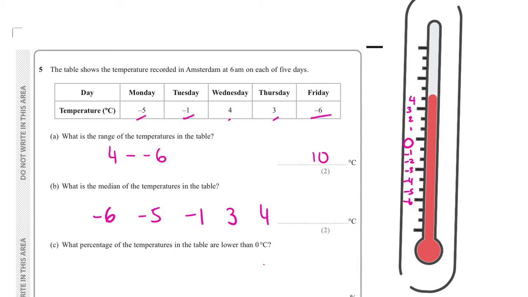So the median is the middle. And what is in the middle? Yeah, because minus 6 and 4, minus 5 and 3. So in the middle is minus 1. So that's the median temperature.